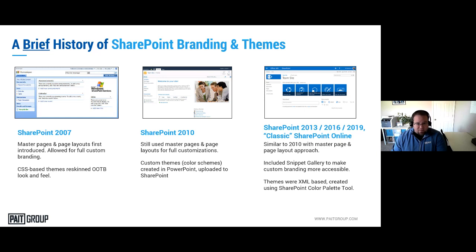And then again, the theming engine was revamped. The themes were more XML based this time. And they could be created using the SharePoint color palette tool, a standalone utility that you could download and install on your machine and play with the different color buckets. And that was kind of nice.